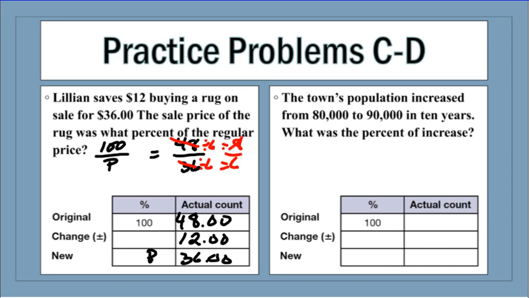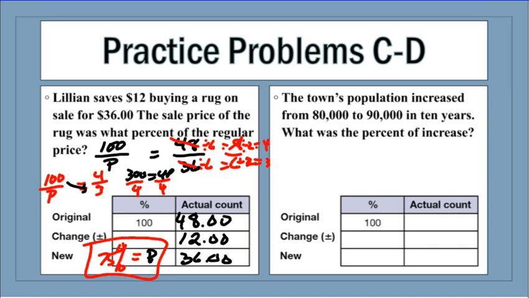Then I can divide this by 2, which gives me 4. Divide this by 2, that gives me 3. So now I have 100 over P is the same as 4 over 3. Now I can easily cross multiply. I get 300 equals 4P. To get P by itself, I divide by 4. I take 300 divided by 4, and that gives me 75. So P would be 75%.